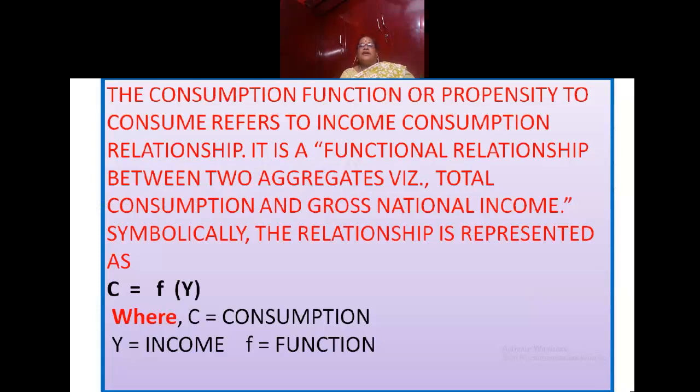The consumption function or the propensity to consume refers to the income-consumption relationship. It is a functional relationship between two aggregates, that is, total consumption and gross national income. Symbolically, the relationship is represented as C is equal to F of Y, where C is equal to consumption, Y is equal to income, and F is equal to function.